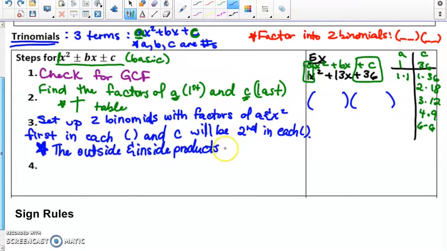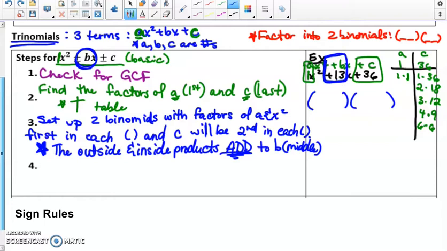Products add to B. That's the key word there. They have to add to B. And B is just our middle term there. So B's here in the middle. So B is going to be 13. So as I pull the factors, I have to make sure I pull ones that will add to 13.